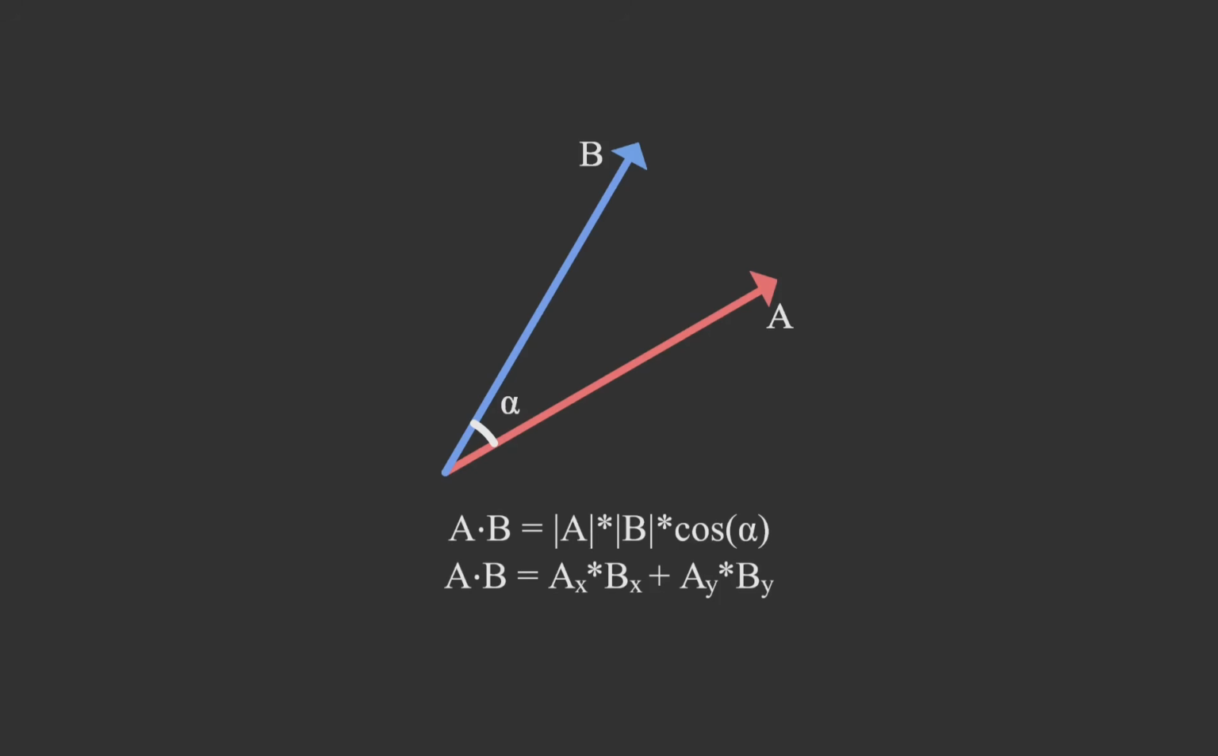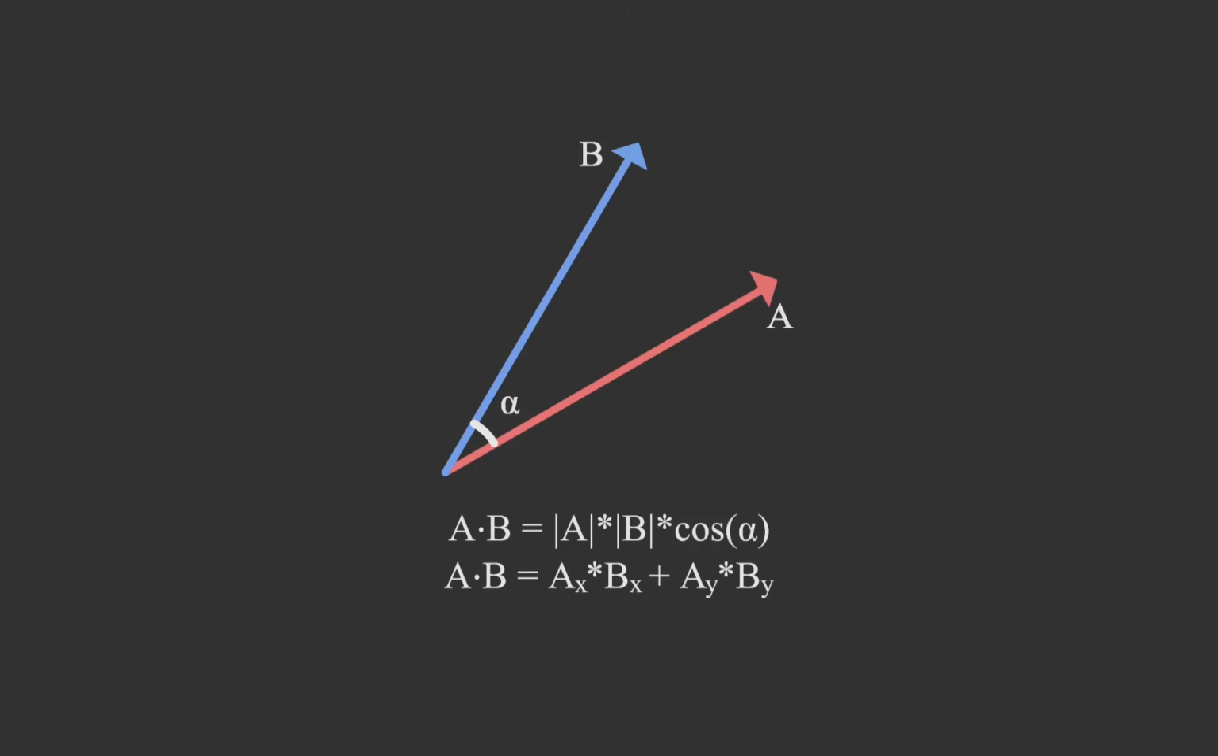The dot product measures the similarity between 2 vectors, and outputs a single number. There are 2 ways to write the dot product. One, the geometric definition, is the product of their magnitudes and the cosine of the angle between them. The other equivalent definition is to individually multiply their x, y, and z components, and then add them together. In 2 dimensions, it's the same, just without the z component.